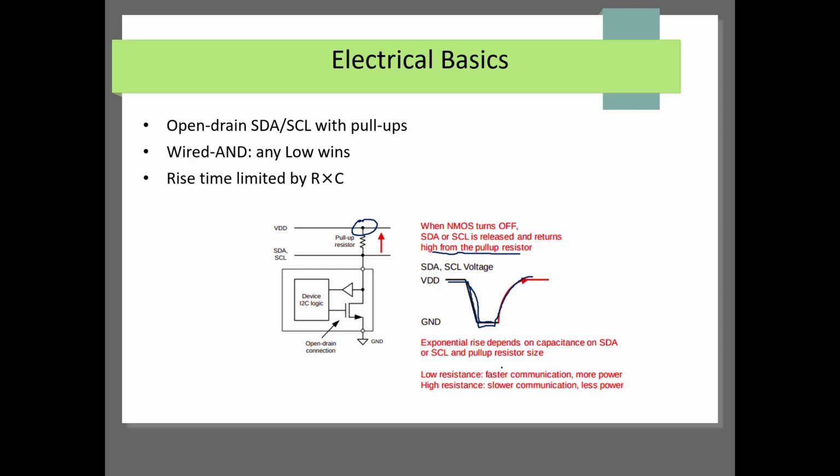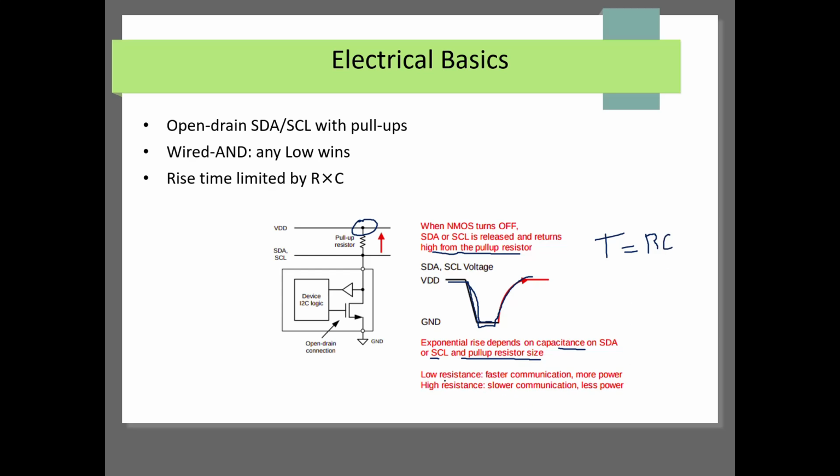So what does the exponential rise depend on? The exponential rise depends on the capacitance on the SDA or SCL line and the pull-up resistor size. Based on the pull-up resistance size, because delay T is equal to what is the formula? Delay T equals RC, right? So we are using R and C, resistance and capacitance.